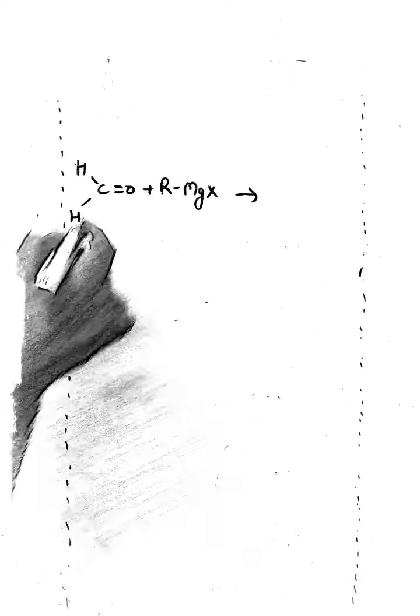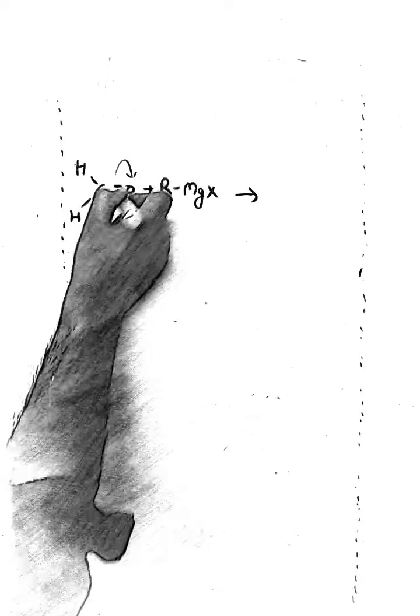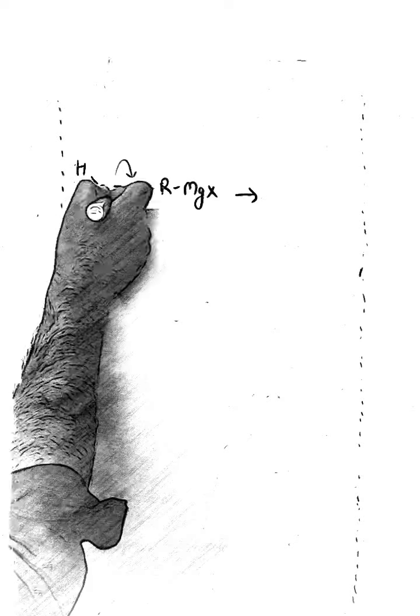Now let's consider this first reaction. We have a formaldehyde molecule and Grignard reagent is acting on it. Now we know that aldehydes and ketones, basically the carbonyl compounds, show nucleophilic addition reaction. So this electron shifts here. It will give slightly negative and slightly positive charge.